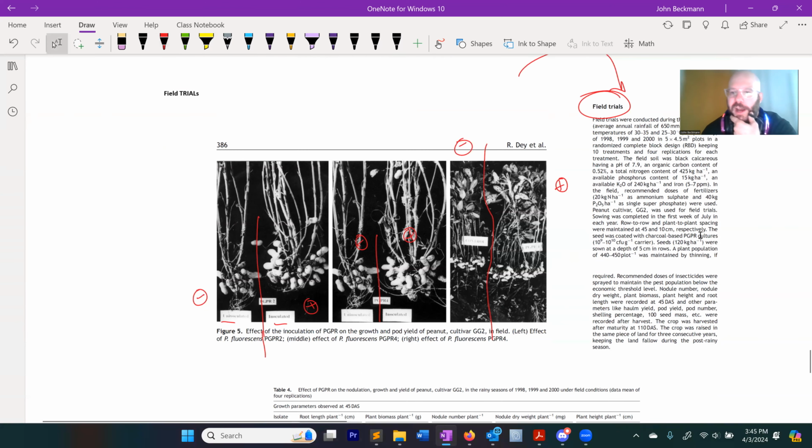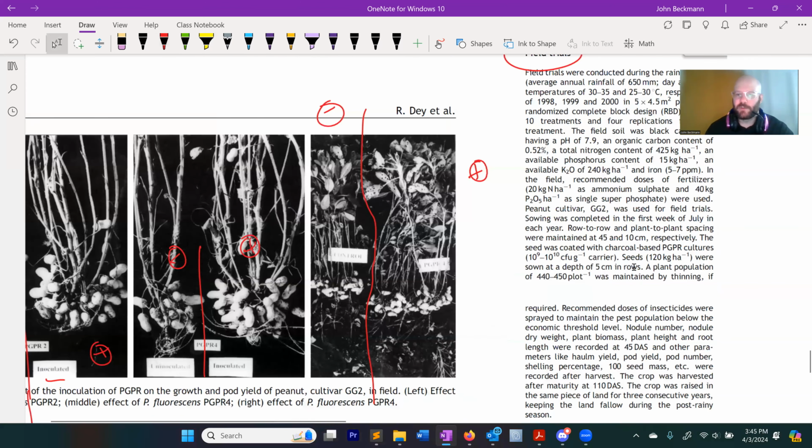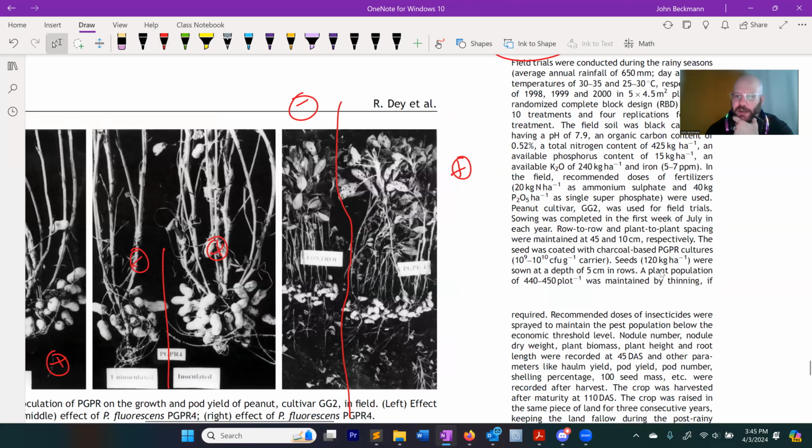What did I write? I took a section from the methods because I think it is worth looking at how they actually do the PGPR treatment. And here's the section that says how they do it. It says the seed was coated with charcoal-based PGPR cultures at some density. Okay, so this I think is important because this application methodology is extremely simple.